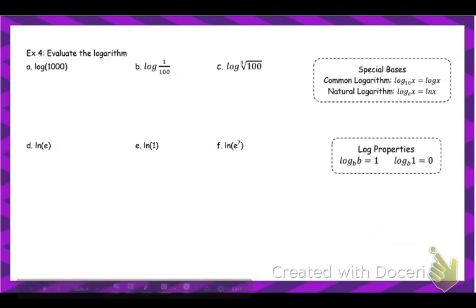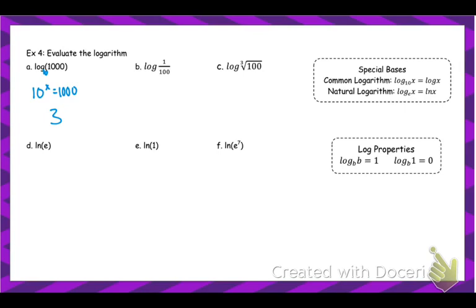Now with logs, there are a few special bases. So there's two bases that you actually won't ever see. So if you see just regular log, and this is the button you'll see on your calculator, regular log without a base written actually does have a base. That's called the common log, and it has a base of 10. So we can still evaluate this. This means 10 to the something power is equal to 1,000, and we know that that's going to be 3. So the log of 1,000 is 3.